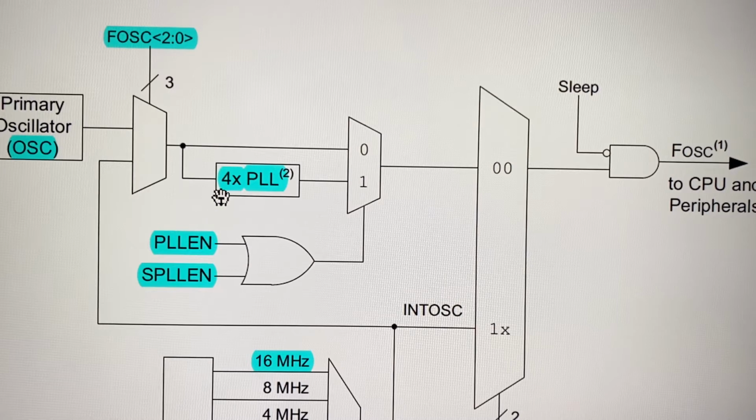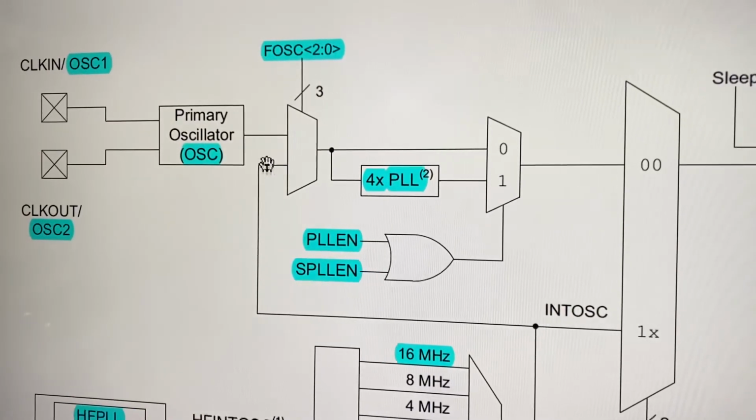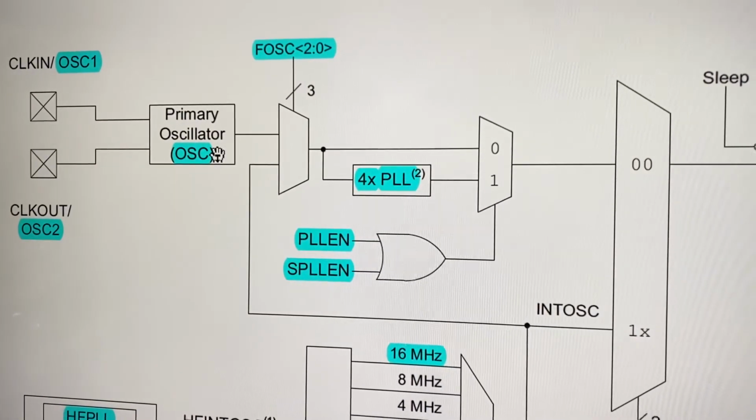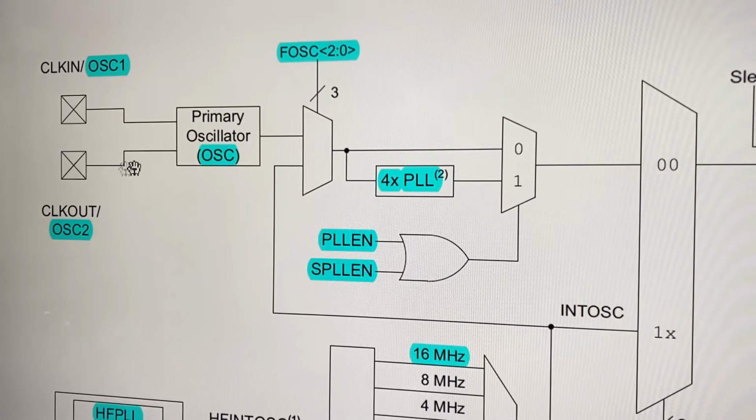The 4x PLL is a phase lock loop which multiplies by 4 the frequency you are getting here. So if you are applying a 4 megahertz crystal, you can multiply times 4. But remember, the 4 megahertz crystal is divided. Internally, the frequency is divided by 4. So that's how you get your frequency. For example, if you are working with a 4 megahertz crystal, divided by 4 is 1 megahertz, and the reciprocal of 1 megahertz is 1 microsecond.